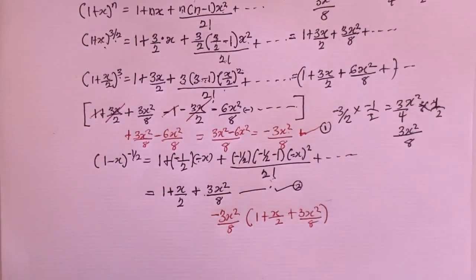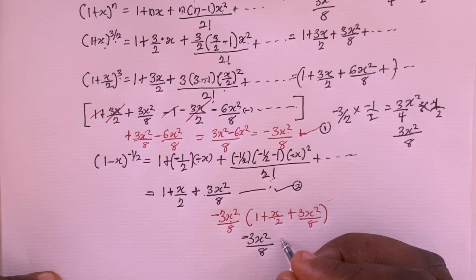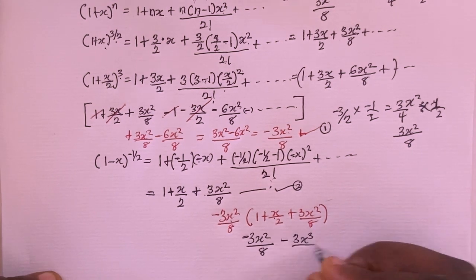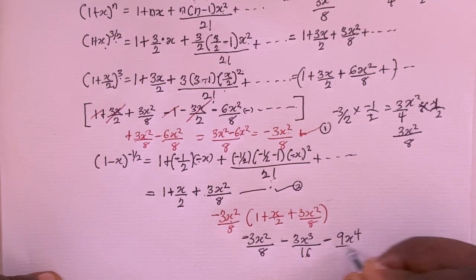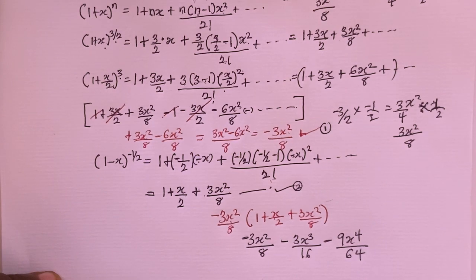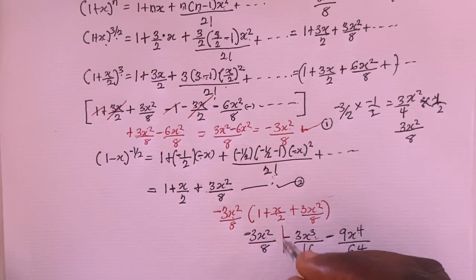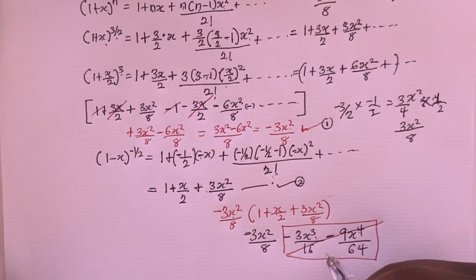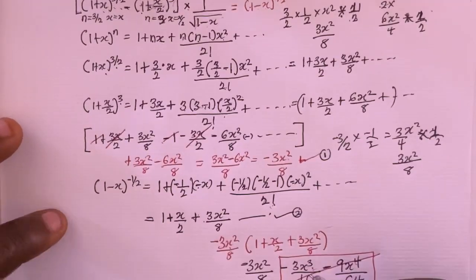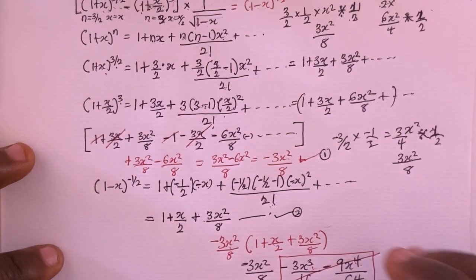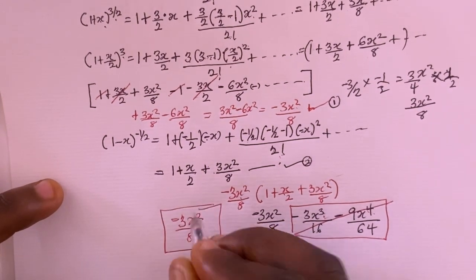Then that's just what I'm going to do. So if I multiply it, I'm going to have minus 3x squared divided by 8. Then this multiplication is going to give me minus 3x to the power of 3 divided by 16. Then here also I'm going to have minus 9x to the power of 4 divided by 64. But what I want you guys to understand here is that we are going to neglect the other powers of x, this and this. We neglect them, because what we are asked to show is that everything here is equal to minus 3x squared divided by 8, not x to the power of 3 and x to the power of 4. So the final answer now is minus 3x squared divided by 8. So that's just it. So that's how we proved it.